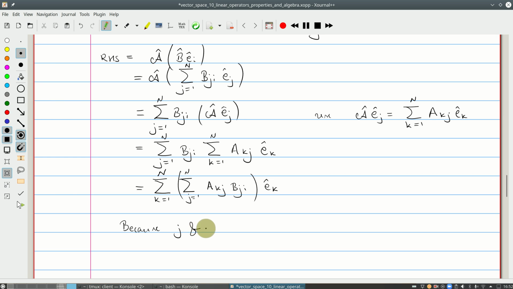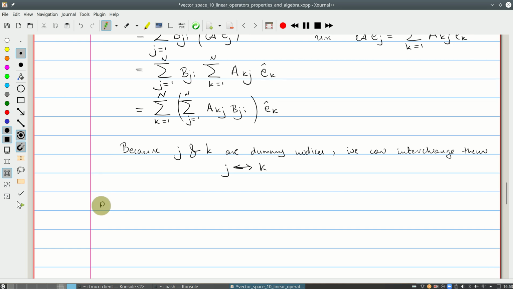Because j and k are dummy indices, we can interchange them. So we're going to do j interchanged with k. That means the right hand side is equal to, where we had a sum over k, we're going to have a sum over j, 1 to n, parenthesis, this becomes a sum over k, 1 to n, a_kj becomes a_jk, b_ji becomes b_ki, and e hat k becomes e hat j.